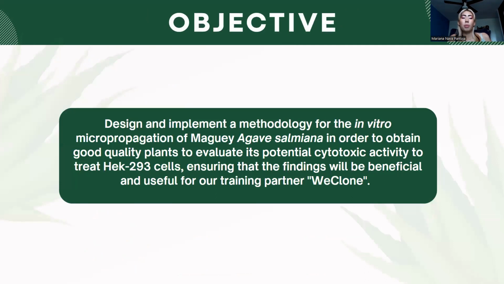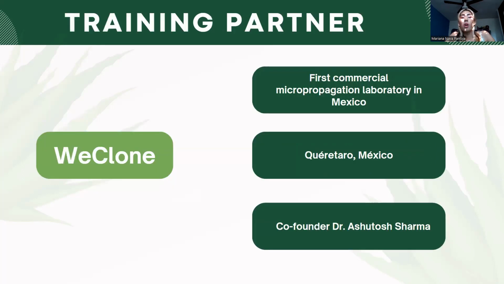The objective of this project is to design and implement a methodology for the in vitro micropropagation of Agave salmiana in order to obtain good quality plants to test the potential cytotoxicity activity to treat HEK293 cells, ensuring that the findings will be beneficial for our training partner, WeClone. WeClone is the first commercial micropropagation laboratory here in Mexico, in Querétaro, and it was co-founded by Dr.